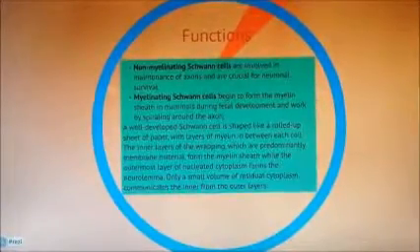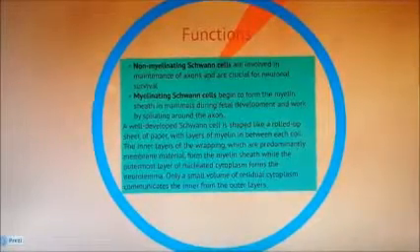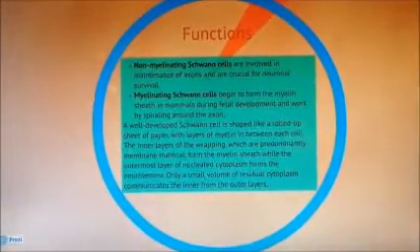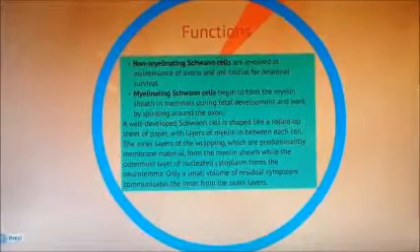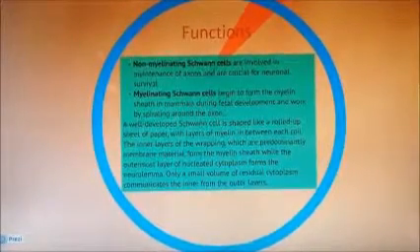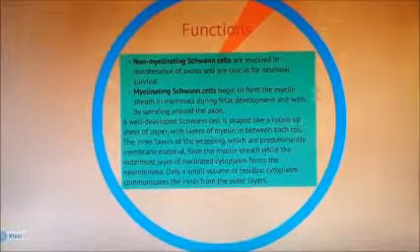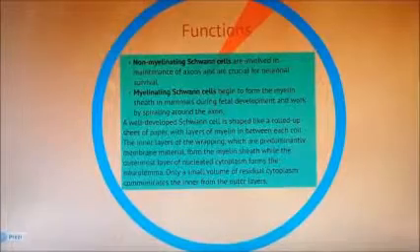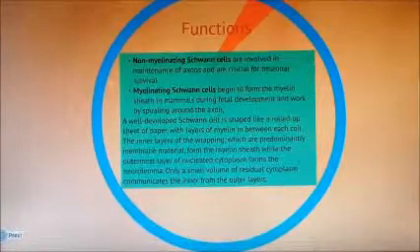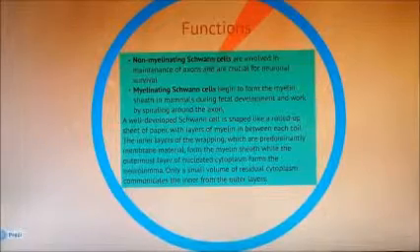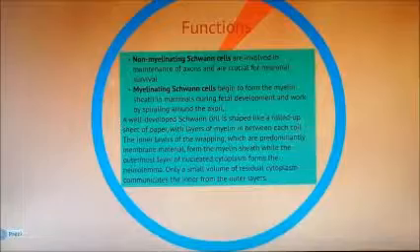Functions. Non-myelinating Schwann cells are involved in maintenance of axons and are crucial for neuronal survival. Myelinating Schwann cells begin to form the myelin sheath in mammals during fetal development and work by spiraling around the axon. A well-developed Schwann cell is shaped like a rolled-up sheet of paper, with layers of myelin in between each coil.